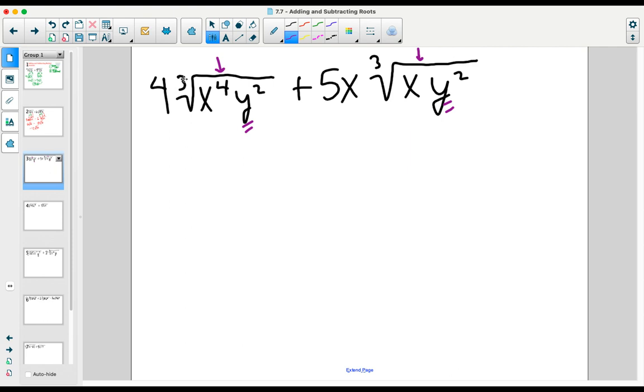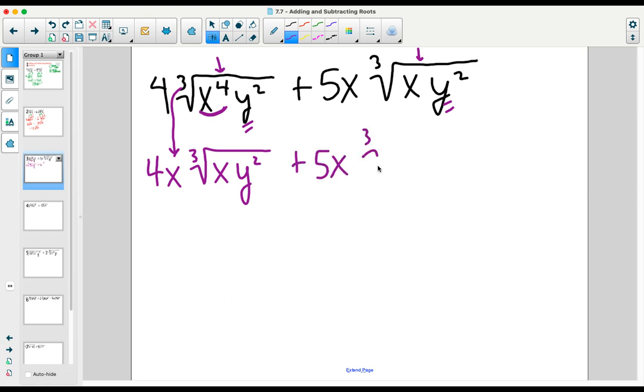I'm going to take the cube root of just this part of the term right here, just this x to the fourth. Taking the cube root of x to the fourth, as we've discussed in previous lessons, just leaves us with an x out here. It also leaves us with an x on the inside because there were 4 of them and I used up 3 of them to make that. And it leaves us with a y squared that we never touched. And now we have our 2 radicands matching. And now we're able to add them together.